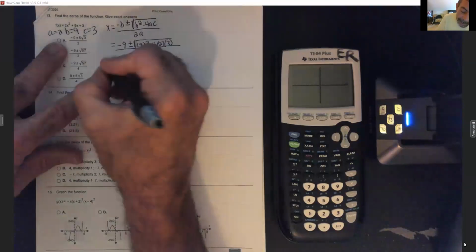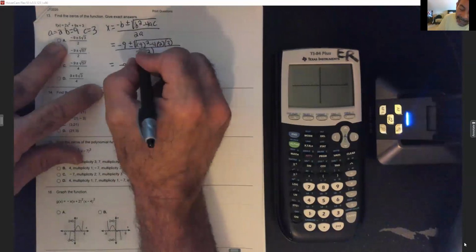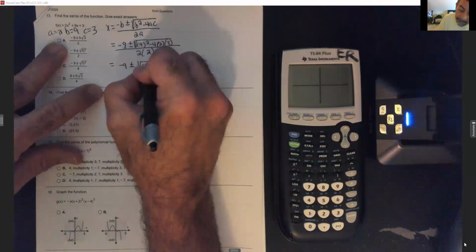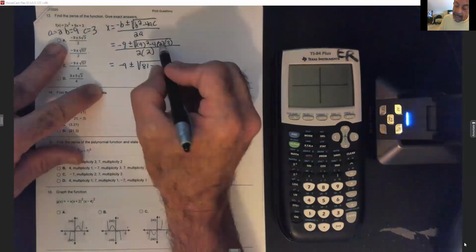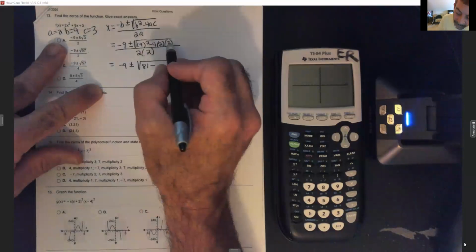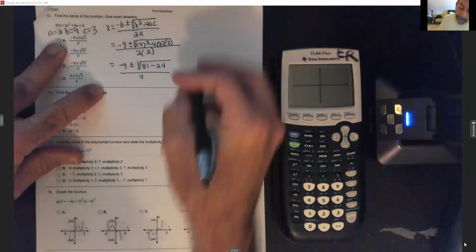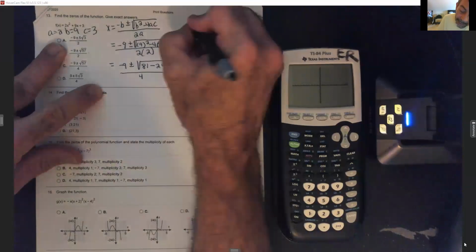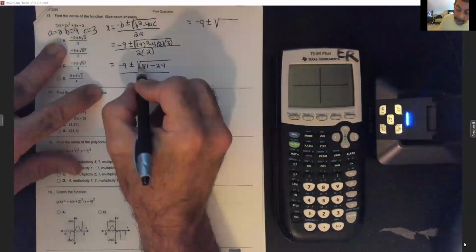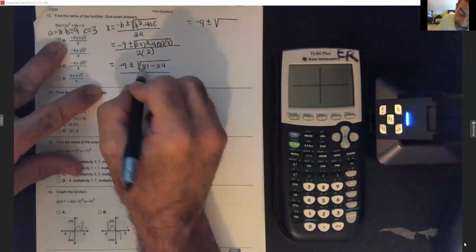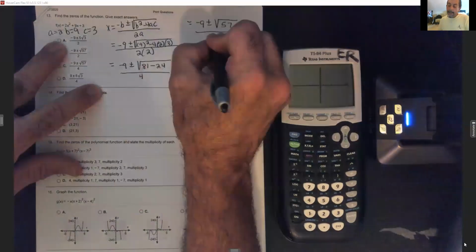So bring down the negative 9. So our work's going to be under the radical for a little bit. 9 squared is 81. There's only one negative, so that's going to stay negative. 4 times 2 is 8. 8 times 3 is 24. All that's over 2 times 2, which is 4. So continuing on, I get my negative 9 plus or minus square root 81 minus 24 is 57, and then on bottom is still a 4.